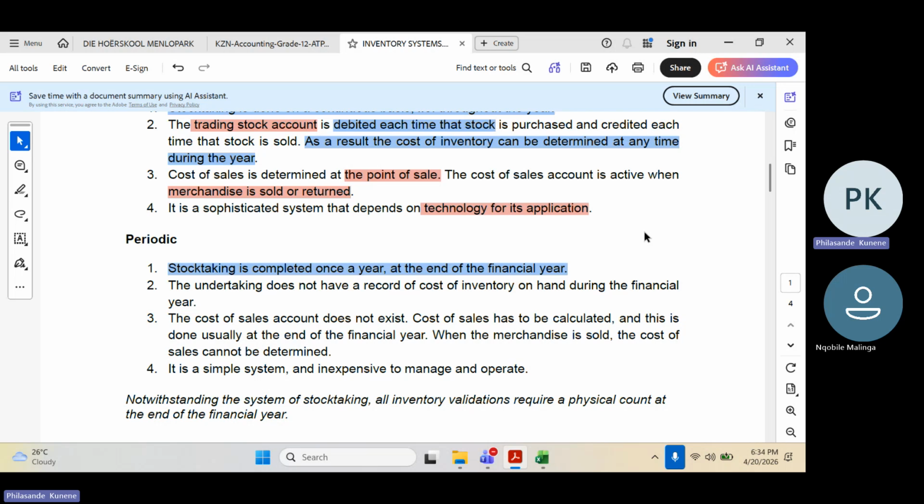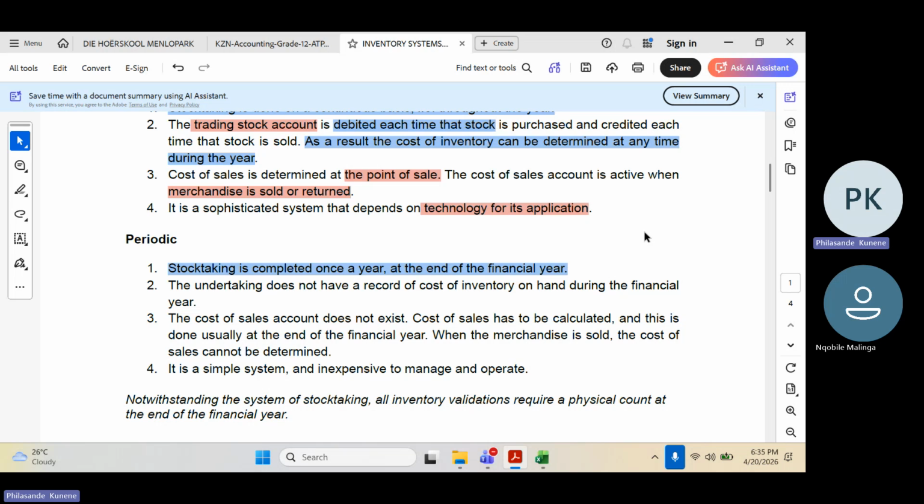You need to have proper equipment to be able to maintain your trading stock on a daily basis. But if you don't have that, you cannot apply perpetual. You're just going to stick with periodic. Periodic is too risky. It is too risky because you only calculate stock once a year. You cannot detect stock that is lost or stolen. It's not easy to detect that.